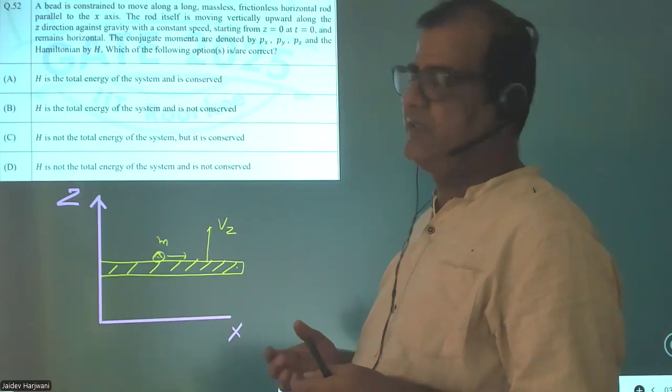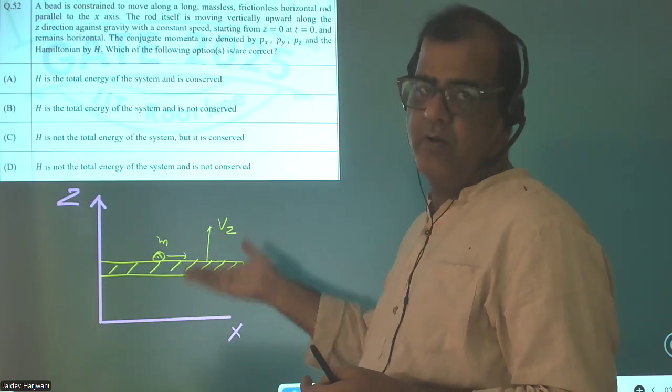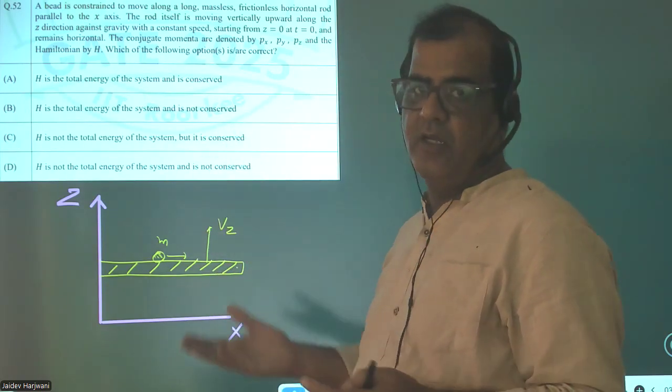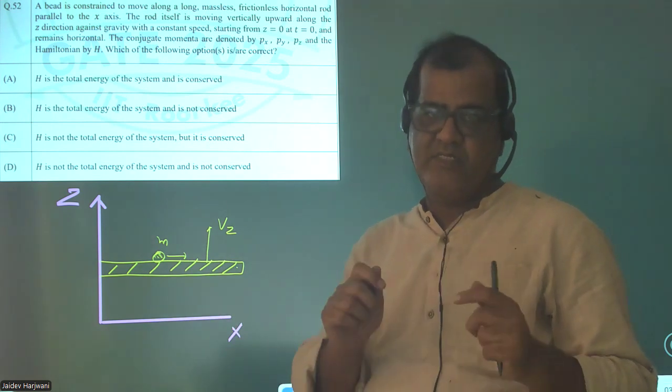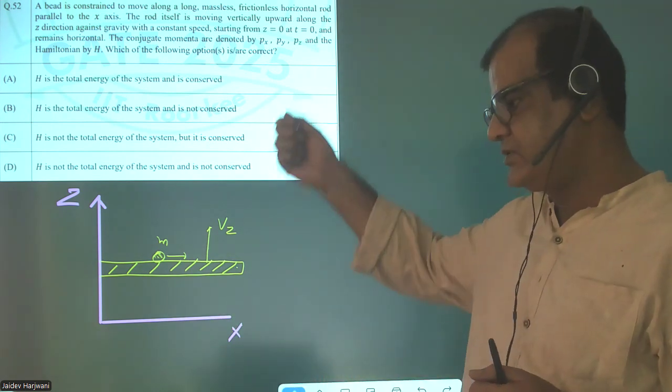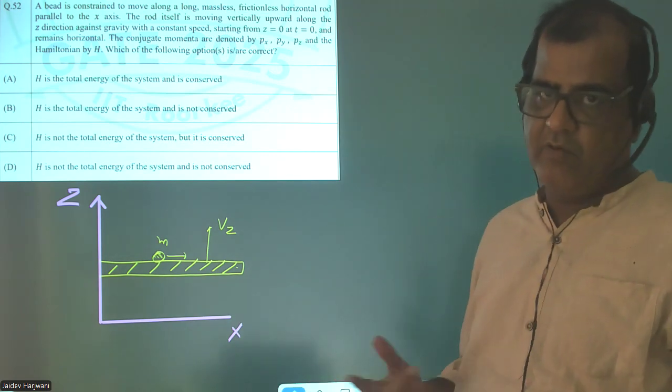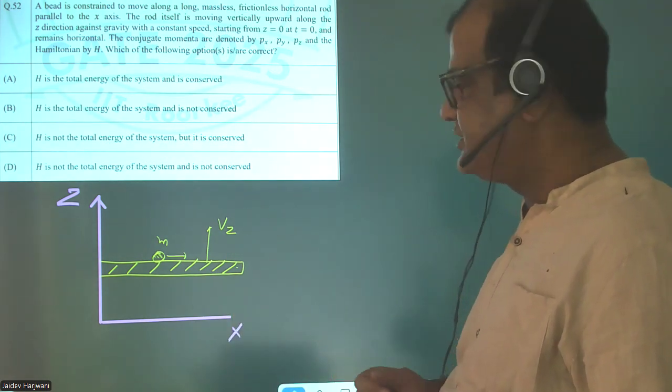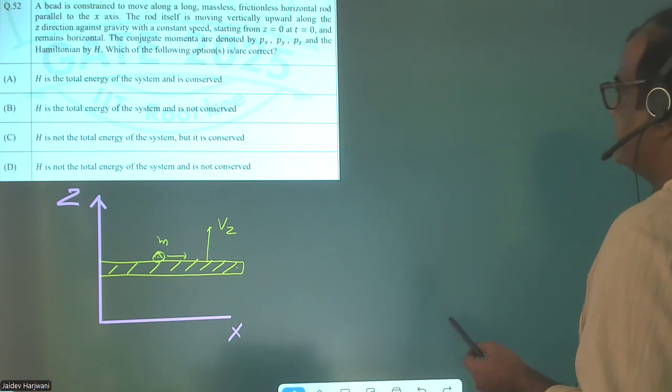You're supplying some energy, so this rod cannot go automatically upwards. What you are basically doing is applying some machine which is lifting this rod up. So the Hamiltonian cannot account for that external energy. So let us solve this one.